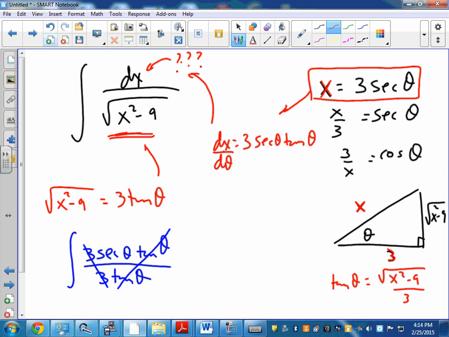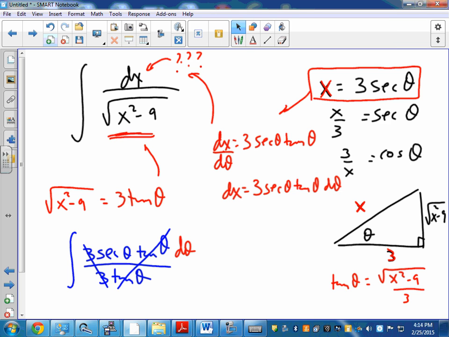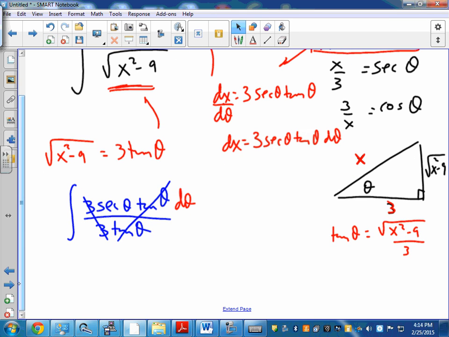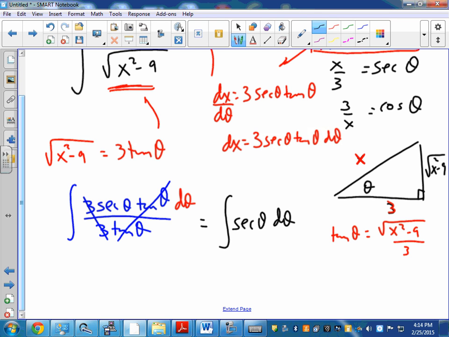You get 3 secant theta tangent theta. So dx by itself is 3 secant theta tangent theta d theta. Better put that back in here, d theta. So I still have that left. Okay, so finally, my integral reduces down to the integral of secant theta d theta.